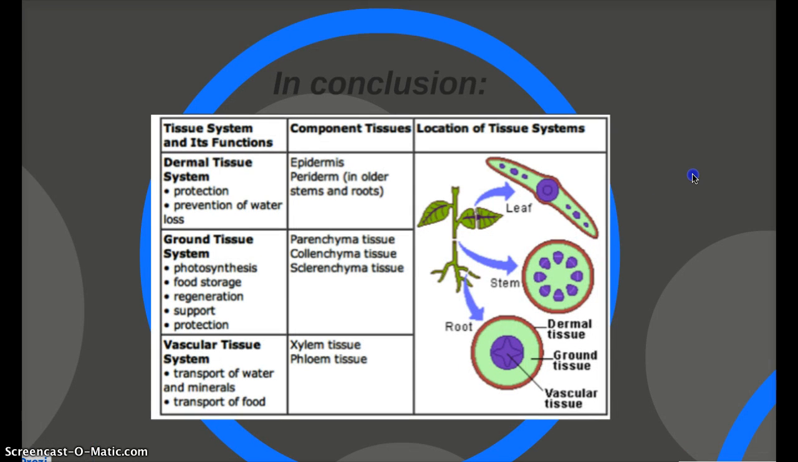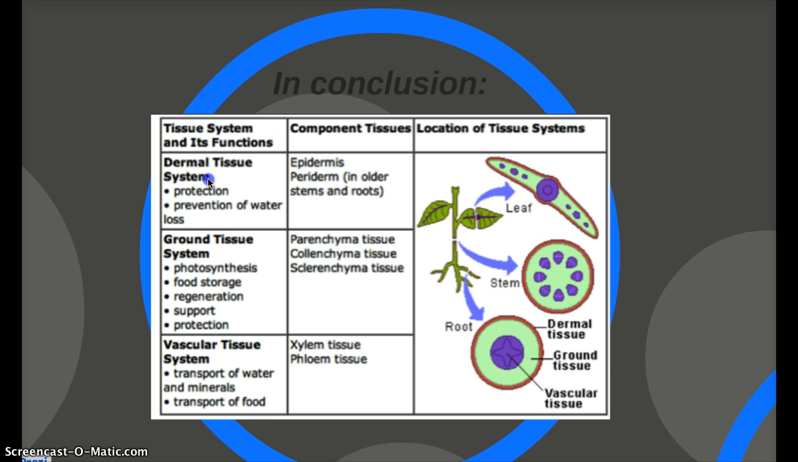And so, in conclusion, to tie all of this that we have discussed together, we have this little diagram, we can see the tissue systems and their functions, their components, and where they are located within the plant. Here, the purple represents the vascular tissue, the green represents the ground tissue, and the outer red represents the dermal tissue. And see how they are located in the leaves, in the stem, and in the roots.